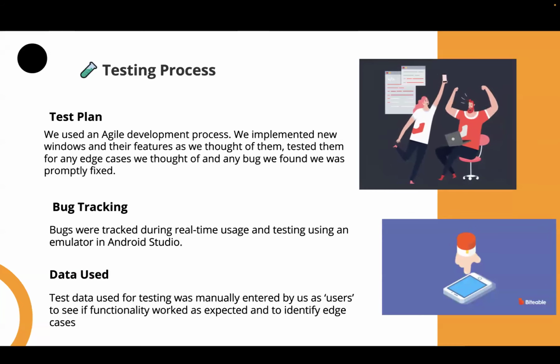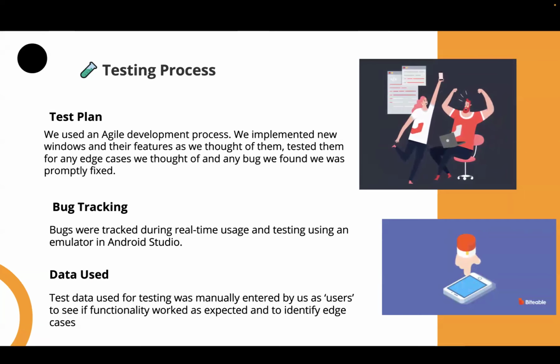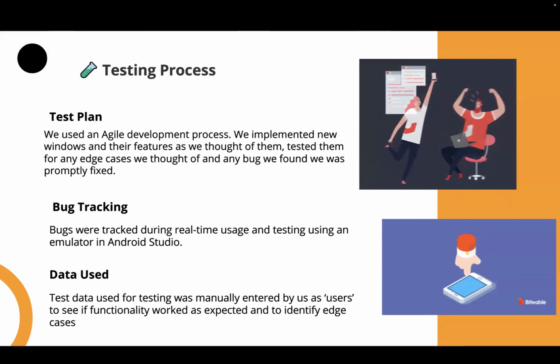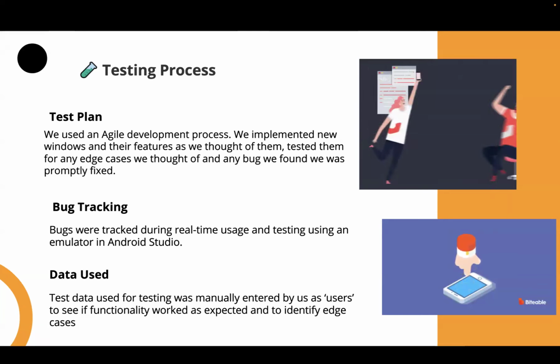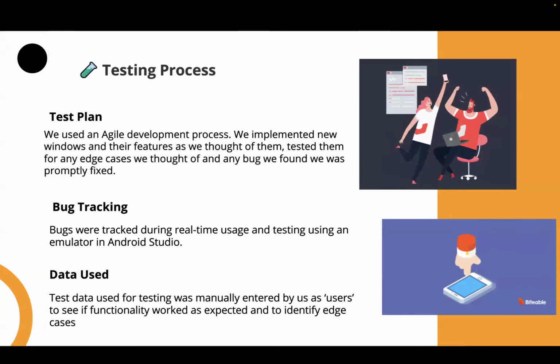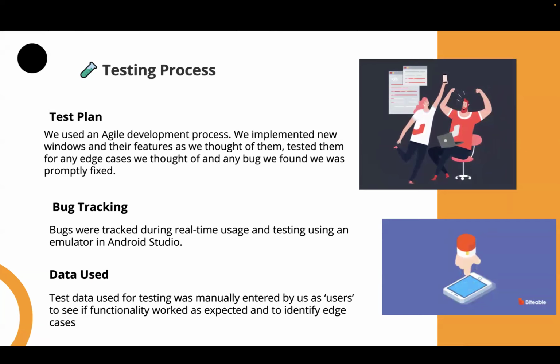As for our development process, we made sure we used an agile development process. As soon as we thought of a feature, we went ahead and implemented it. We tested them right away. Any bugs we found got fixed, and we made sure it got done nice and quick.